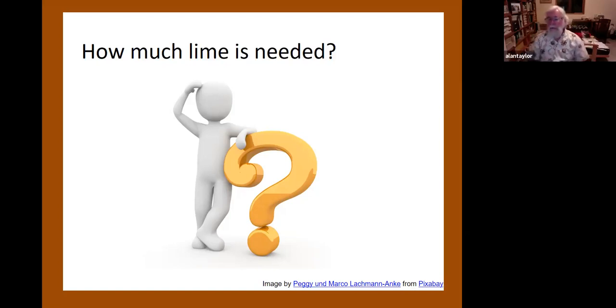Okay. The first one is, how long does it take to bring pH up from, say, 5.5 to 6.5 by adding lime? I assume this is not an amount of lime, but how quickly it reacts.